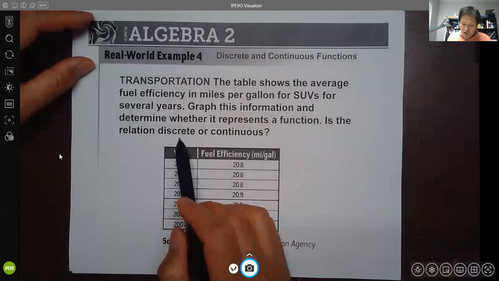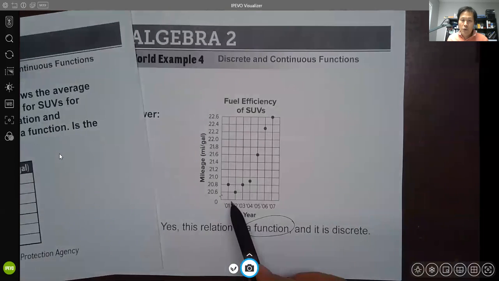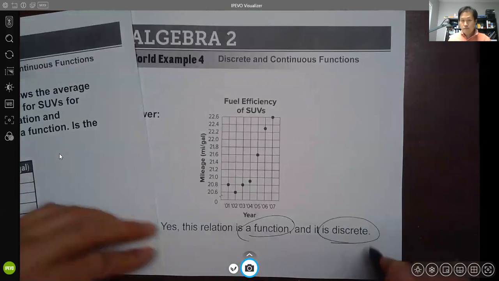Is the relation discrete or continuous? Bunch of points. They are not connected to each other. Of course, discrete.